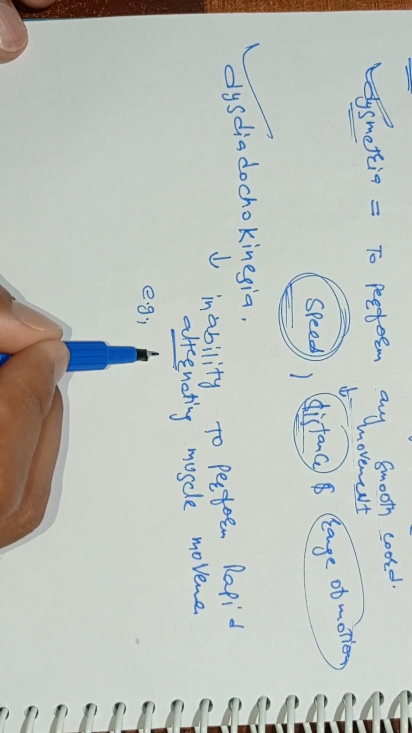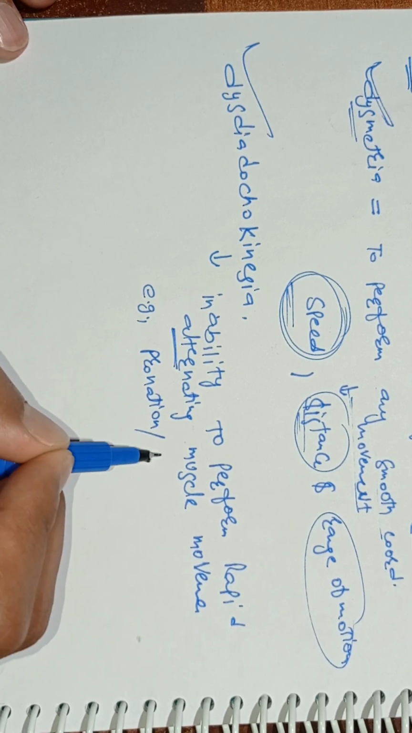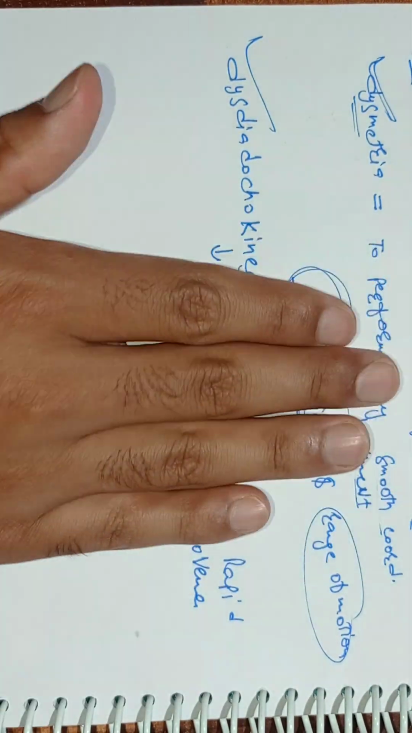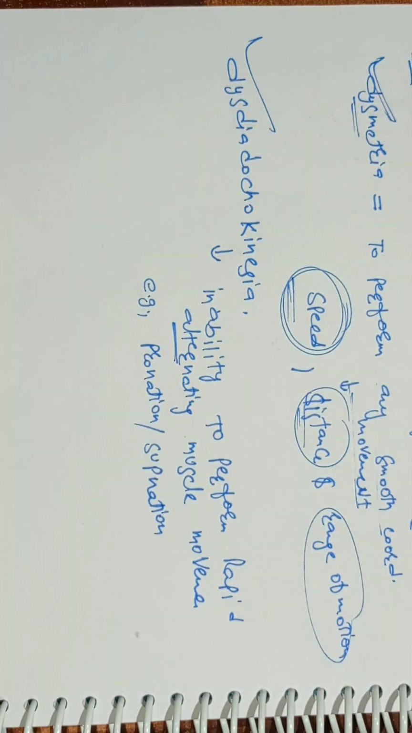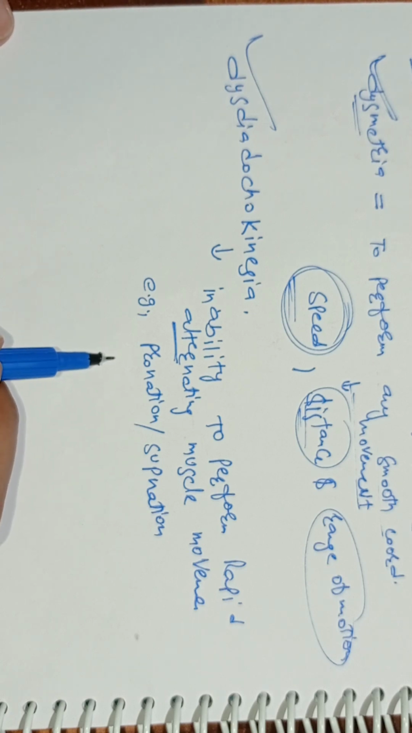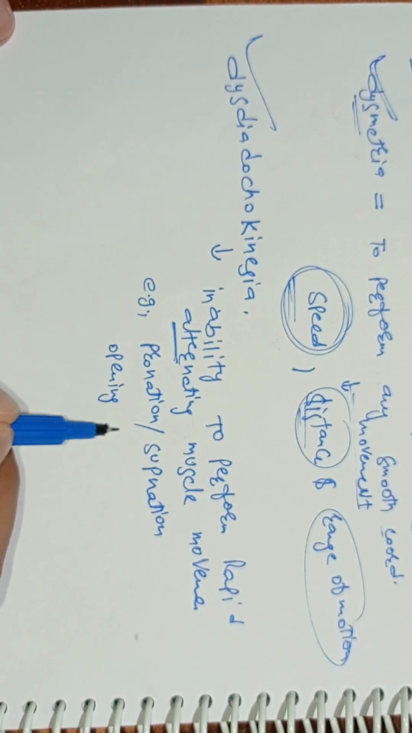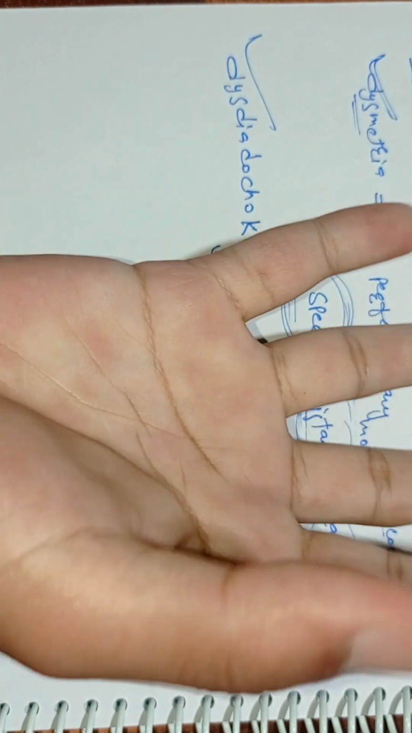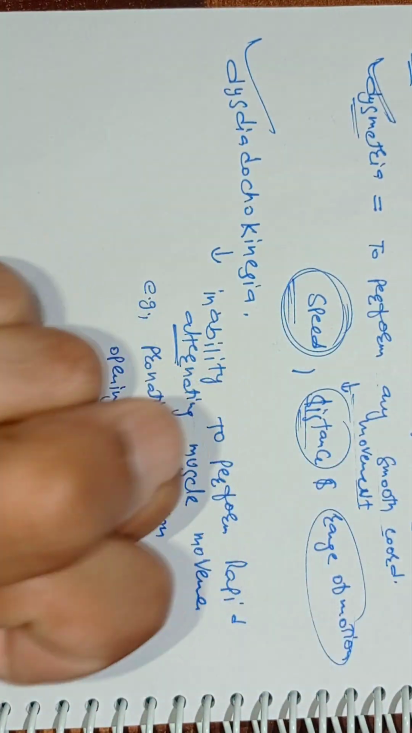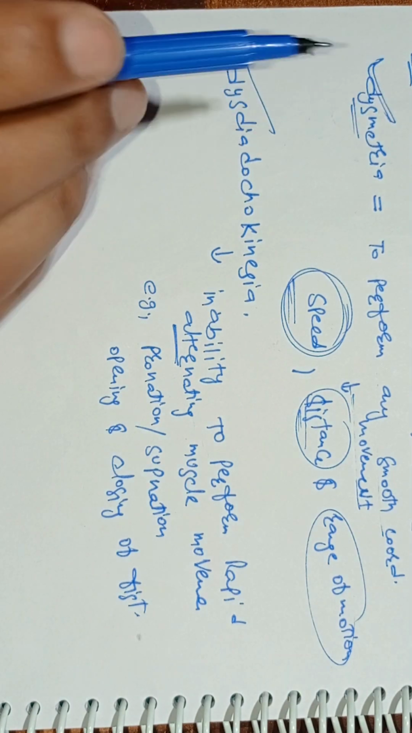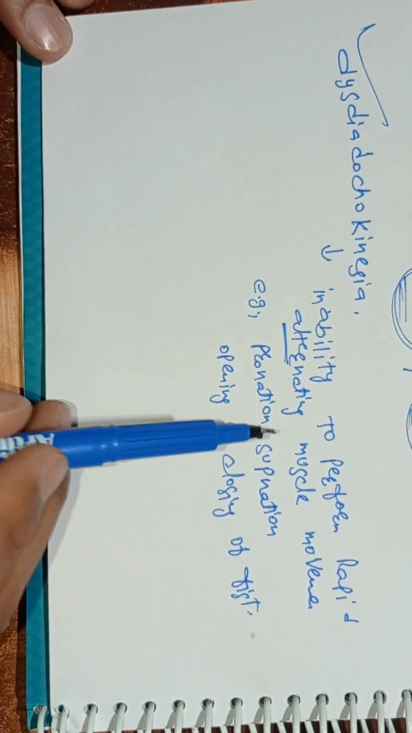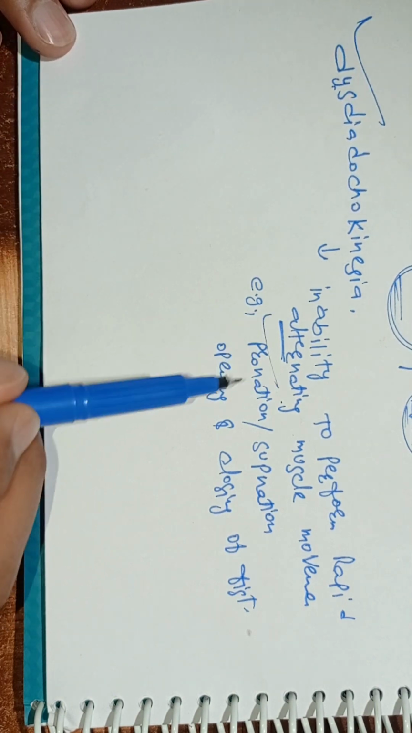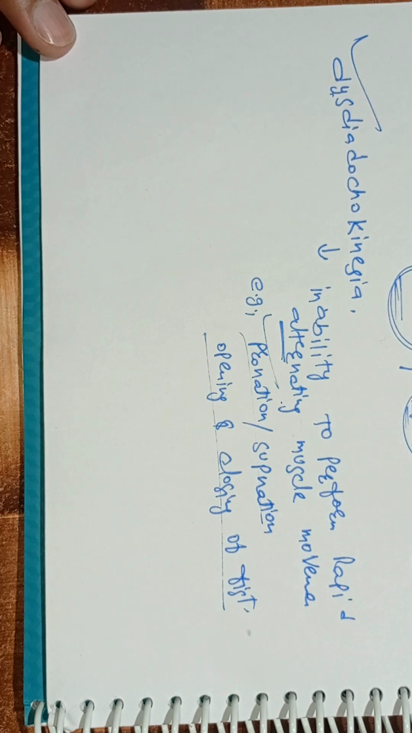Example: pronation, supination. Clearly, I will show you the live demonstration. This is the supinated hand, supination, pronation. So this is the alternating muscle movement. This is one example. Another example will be opening and closing of fist. So if the person has the lesion of the neocerebellum, he cannot perform these rapid alternating muscle movements, and this is known as dysdiadochokinesia.